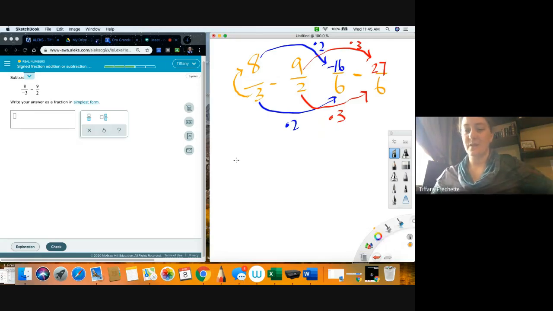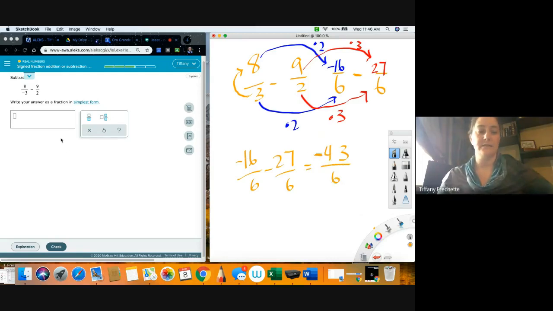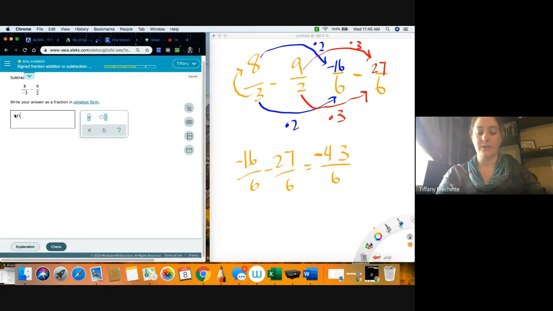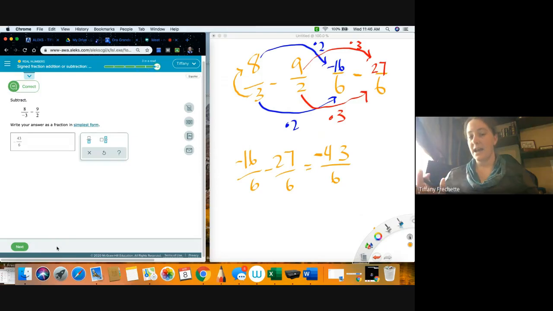All right, let's rewrite this without all of the funky colors. So minus 27 over 6. Now we've chopped them all up into 6 pieces, and we have a ton of pieces on the top here. So we have negative 16 minus 27. They're both negatives, so I know I'm going to add and keep the negative sign. So I just need to add them together. I get 13, and then I carry the 1 and I get 2, 3, 4. So 43 over 6. Make sure it's negative 43 over 6. And then we're going to click check and we should be good. Yay! Another one down.